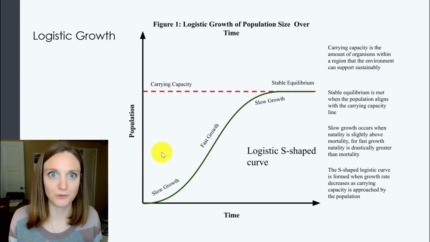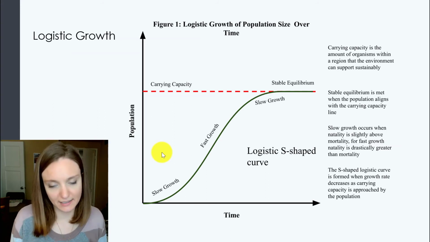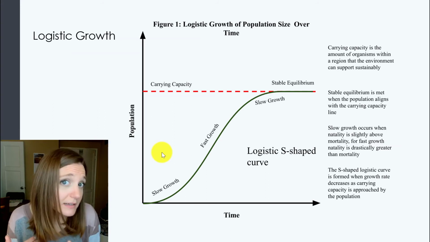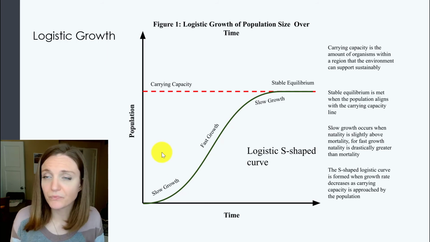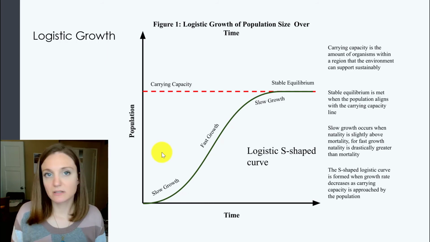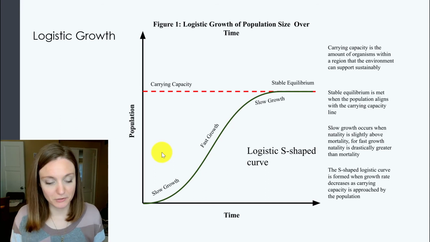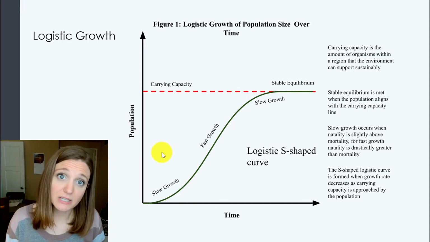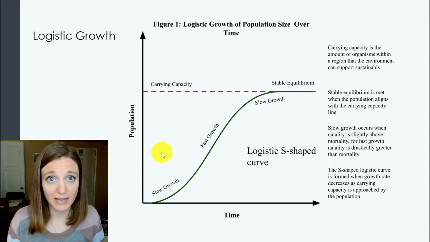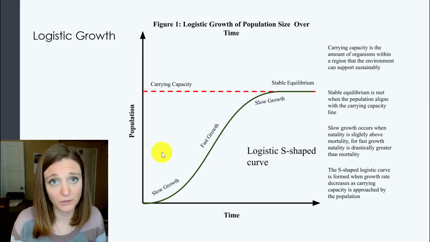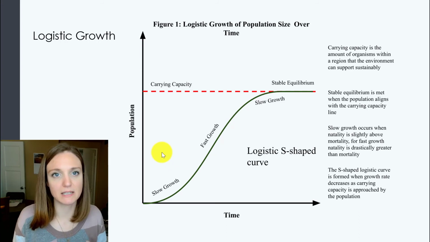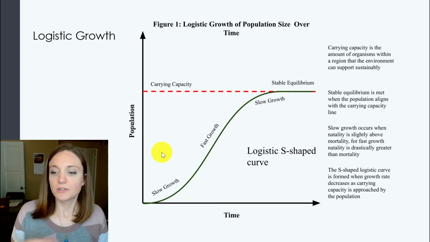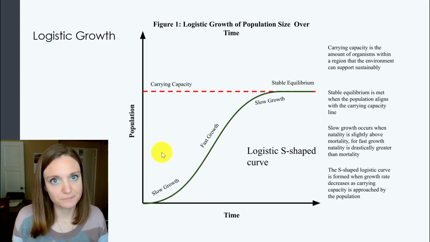Okay, this is a spectrum too. So K-selected organisms would be things like us, things like elephants. A lot of mammals are K-selected, but not all. So we have long lives, very few offspring when we reproduce, and spend a lot of energy invested in those offspring once we have them. And K-selected organisms also tend to take a relatively long time to make it to reproductive age as well. So that's our logistic growth curve.